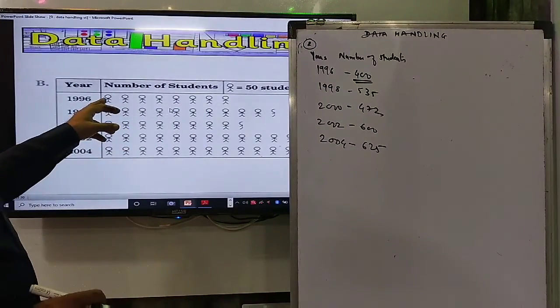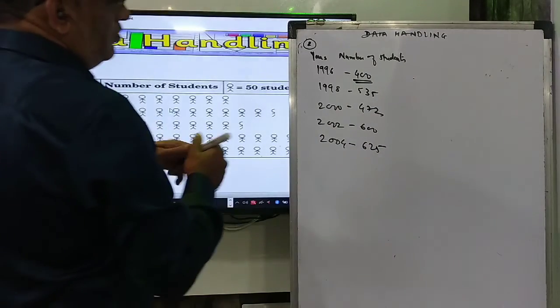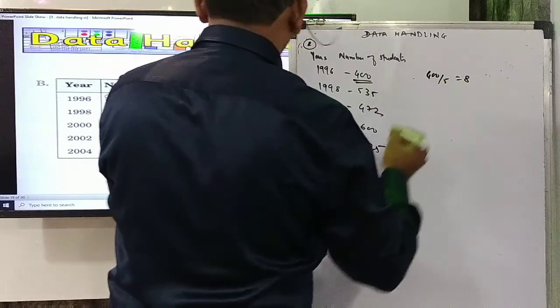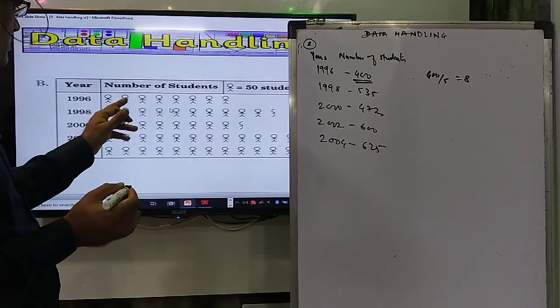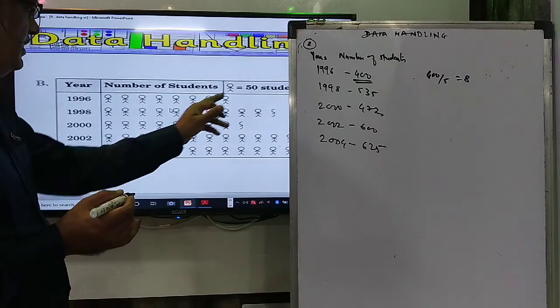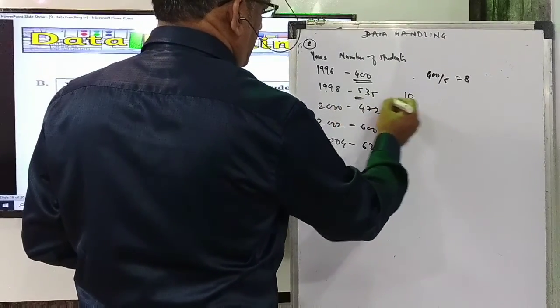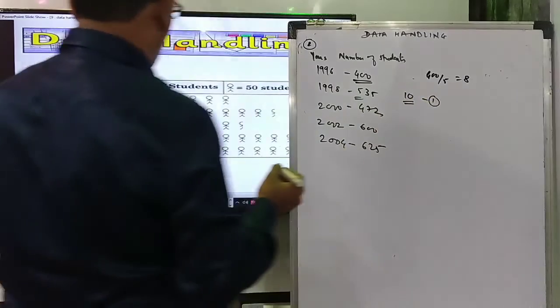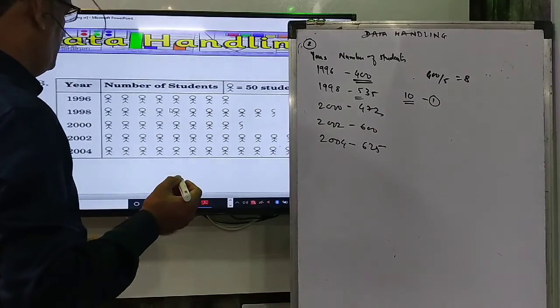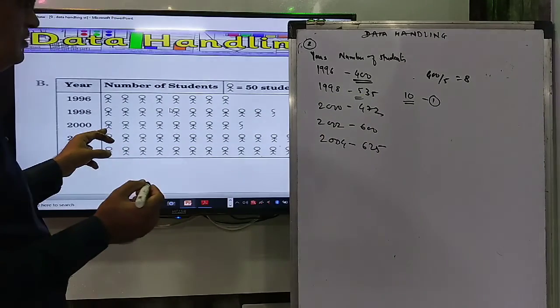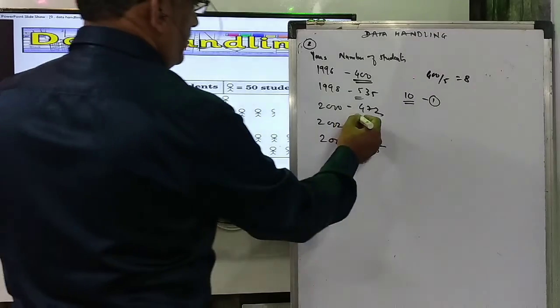Now what happens if this is represented by 50 students? Then the condition is like this. 400 divided by 50 gives 8 symbols: 1, 2, 3, 4, 5, 6, 7 and 8. Then it is divided by 50, which means 10 symbols for 50 of 100, and one additional symbol makes 11 symbols, but the 11th symbol is not 100% because it is not 50. Now in 2000, how many? 475.